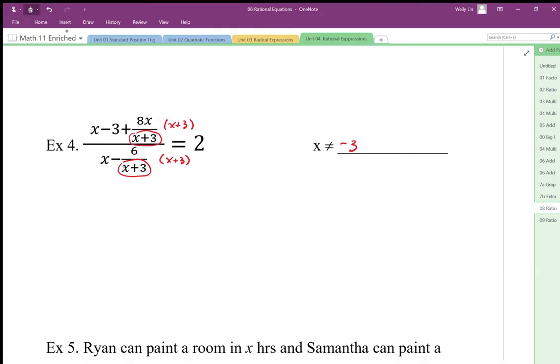And when we do this, we have to make sure that we distribute this out. So we're going to end up with x squared minus 3x plus 3x. Okay, so those cancel out. Times negative 3 times negative 3 is 9, and the 8x is what's left over after these cancel out. On the bottom, we're going to multiply through, so we're going to end up with x squared plus 3x, and then the x plus 3's cancel, so we're just left with minus 6. Okay, and then we have to make sure that we make it equal to 2.